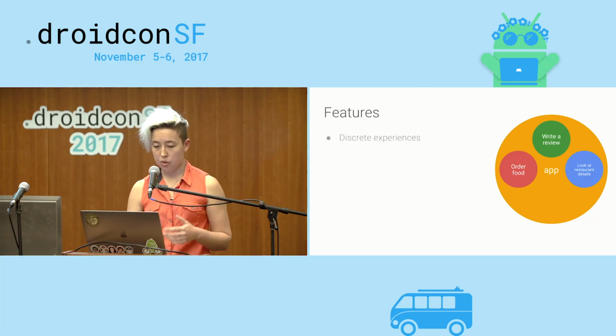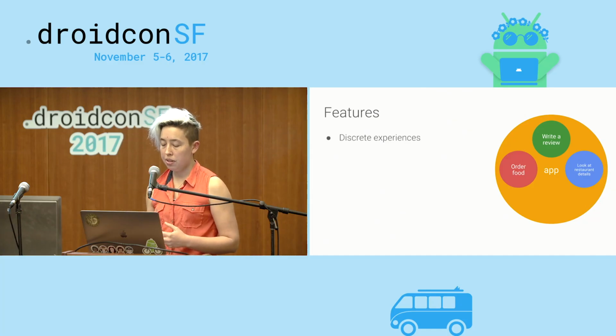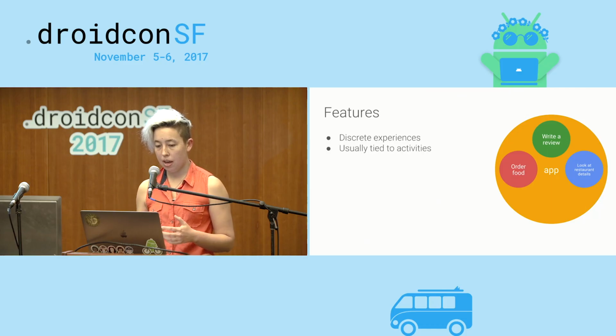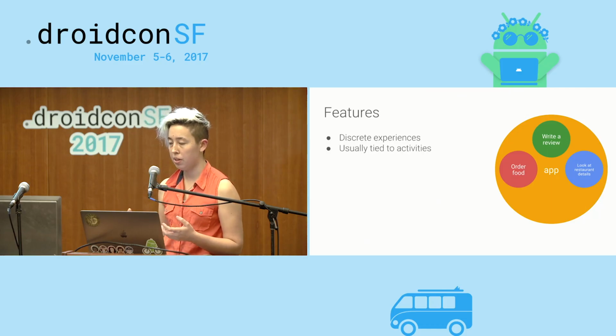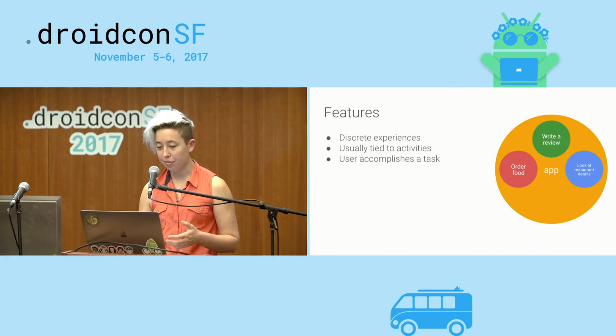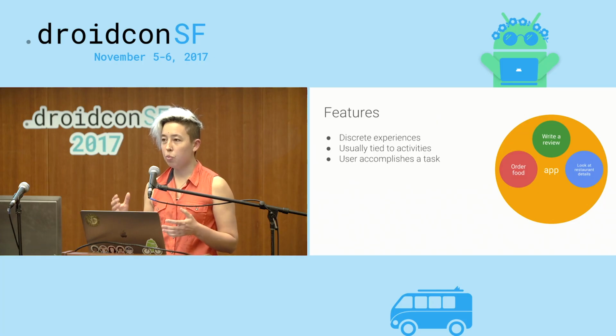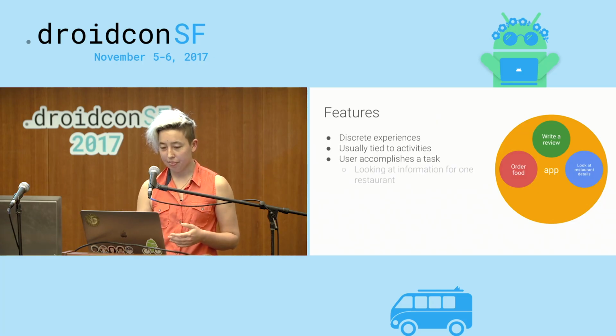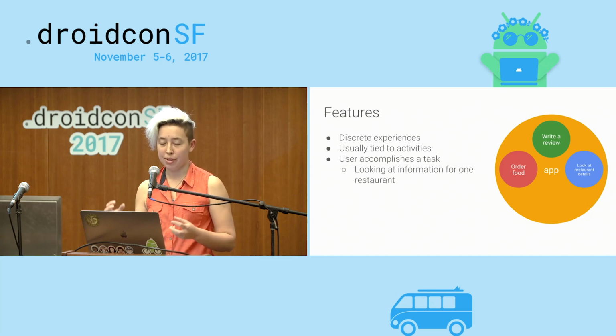So what are features? Well, they're discrete experiences that a user could have. And they are usually tied to activities. For Instant Apps, we want them to be tied to activities because activities via app links are the entry point into each of these Instant Apps. And with these features, the user should be accomplishing some sort of task that will give them some satisfaction from having accomplished it.